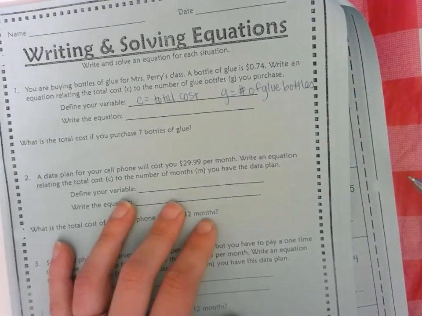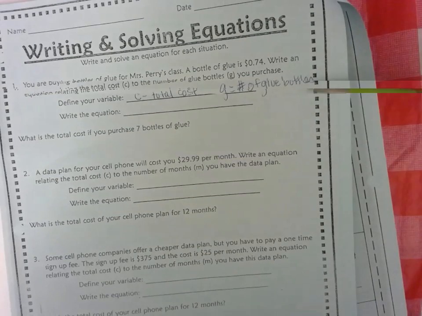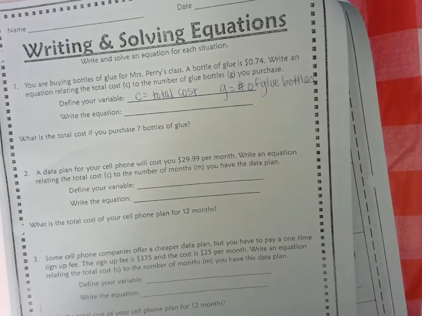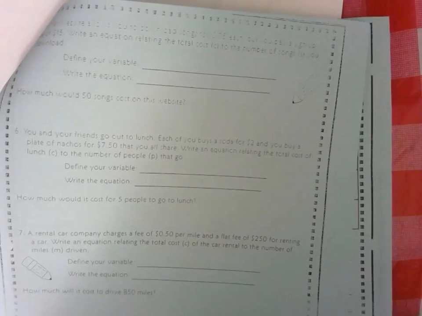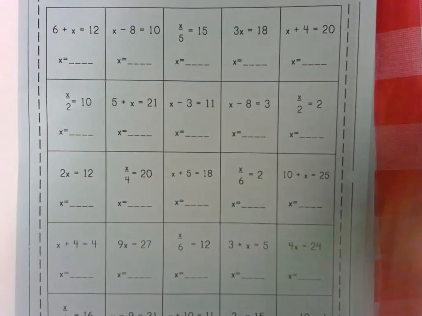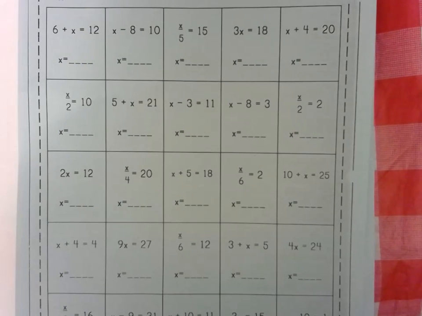And then you're going to go ahead and write the equation. So that's what you're going to do first if you see define your variable. You have a couple to do on this side, and then it continues onto this side, and then on the back, you just have one-step equation practice, so no word problems on the back. If you have questions, come see me, but right now you have some work to get going on.